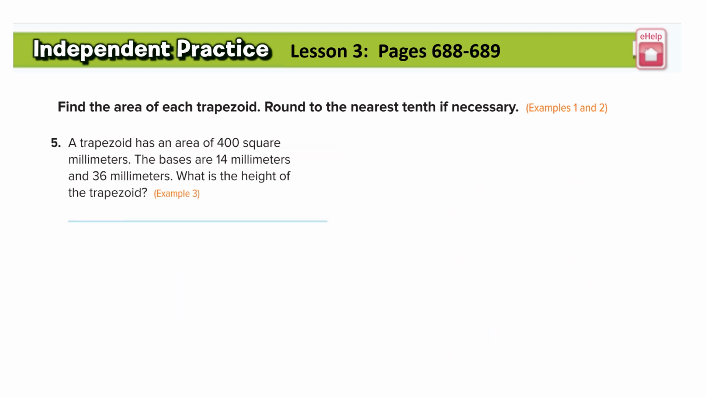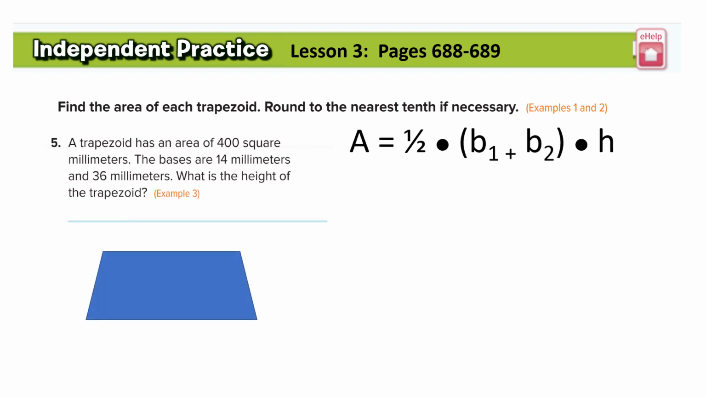Question 5. A trapezoid has an area of 400 square millimeters. The bases are 14 millimeters and 36 millimeters. What is the height of the trapezoid? So here we have our formula, and here we have our trapezoid. The area equals 400 millimeters squared. One of the bases is 14 millimeters, and the other base is 36 millimeters.